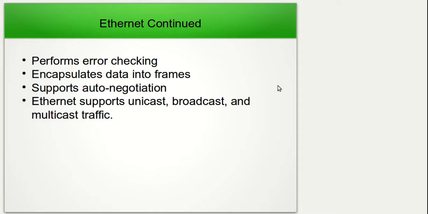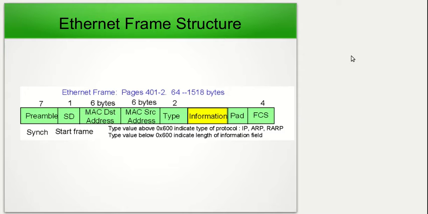Auto negotiation we'll get into after we go through the different types of cabling supported by Ethernet. Okay, so this is the structure of an Ethernet frame. We have the preamble, which is 7 bytes, the SFD, destination MAC and source MAC, the type, the payload, the FCS.